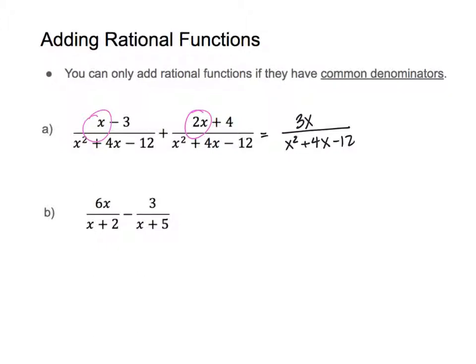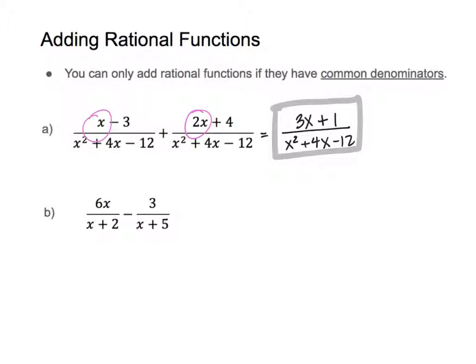And then I have a negative 3 plus 4, which gives me plus 1. And that's it. That's all I could do. So this is my answer.